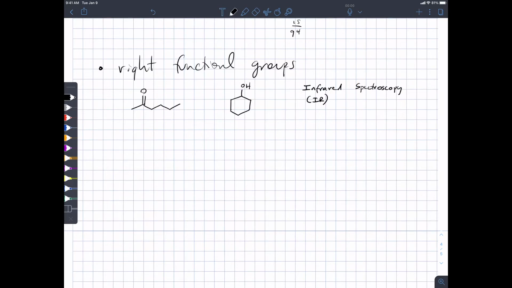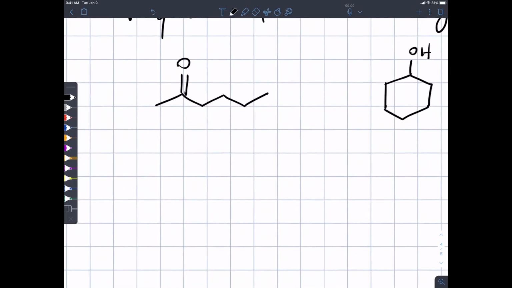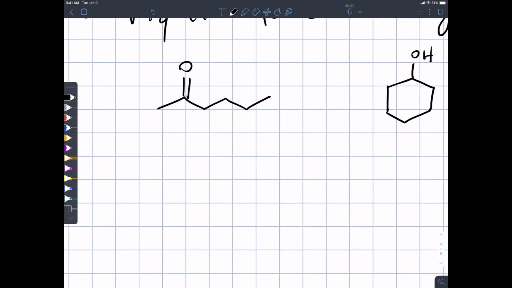IR is based on the idea that bonds vibrate. You can think of carbon-carbon, carbon-hydrogen, all these bonds as being springs. And there are various allowed, what are called vibrational modes present in molecules. For example, for a carbonyl, there would be a stretching mode where the carbon-oxygen pi bond stretches in this direction at the same time as the adjacent carbon-carbon bonds are stretching in that direction.